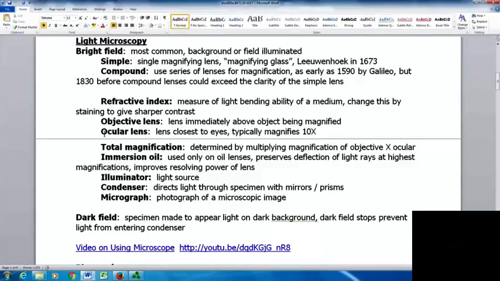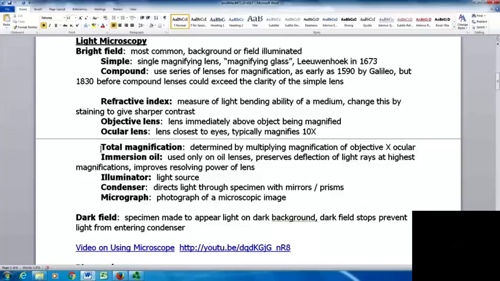Your objective lens is going to be the lens immediately above the object being magnified. Your ocular lens is the one that's closest to the eye. It will typically magnify 10 times. Your objective lens will vary in its magnification depending on which one you slide in. The total magnification is determined by multiplying the magnification of the objective lens times that of the ocular lens.